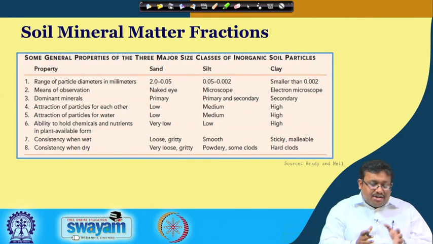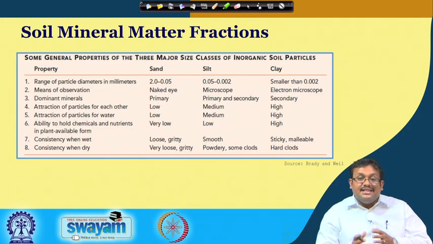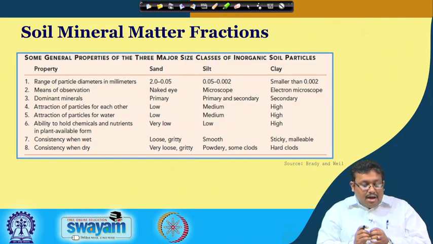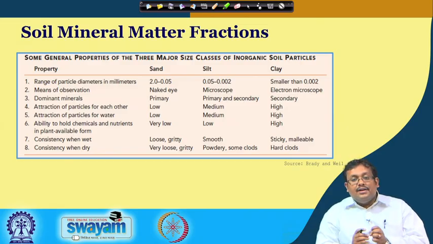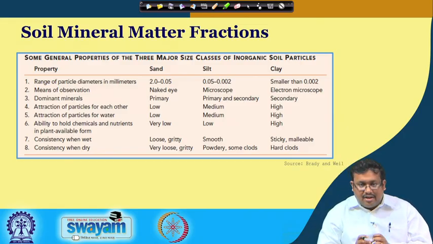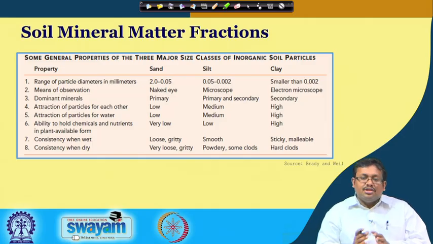And if you consider attraction of particles for each other, the sand does not show any attraction, whereas silt shows medium attraction between particles. However, in the case of clay you will see high attraction, and this develops due to different types of physical and chemical properties.